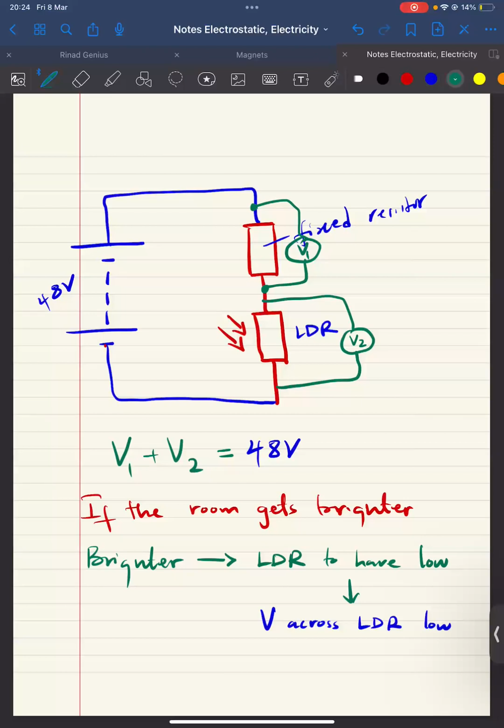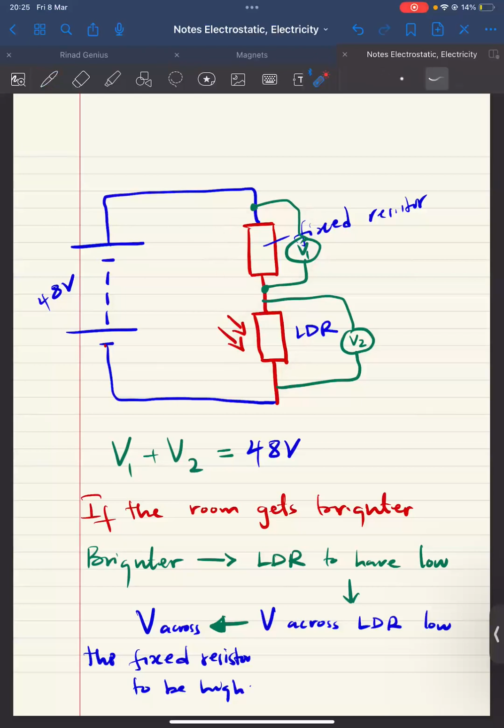Now the voltage across the LDR being low will cause the voltage across the fixed resistor to be high, لأنه they are always sharing. It means if this guy takes a small voltage, this one is going to take the remaining high voltage. Okay? They are always sharing voltage. You have to know that.